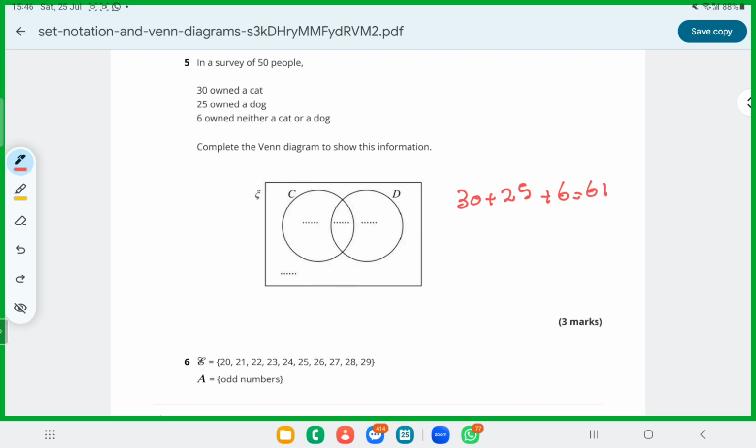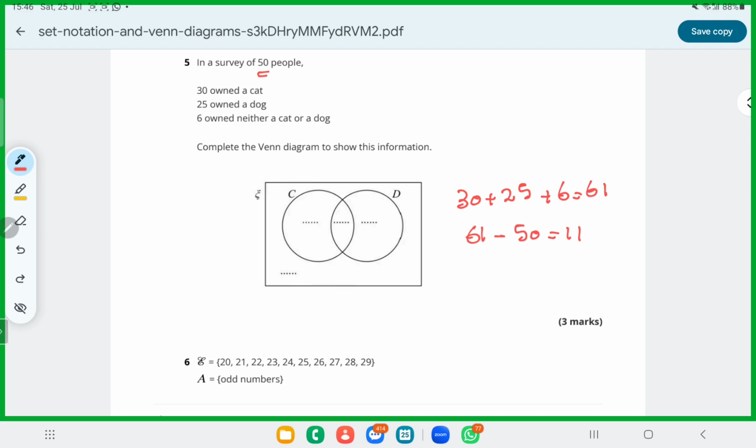Now I want to add up the number of people who owned a cat, owned a dog, and owned neither, and subtract it from the total number of people who were surveyed to find the number of people who owned both cat and dog. So now I have 61, and we have a survey of only 50. So I will make 61 minus 50. It's going to be 11.